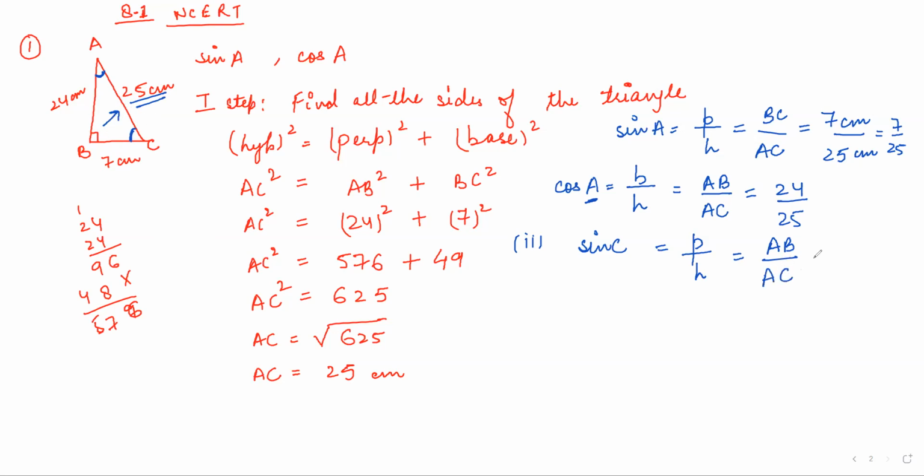Now AB put 24 and AC is 25. So that is your sine of C. Similarly, I am going to find cos of C now. Cos of C is again base by hypotenuse. Now tell me which is base if I'm taking angle C. BC will be base, ma'am. And hypotenuse? AC. AC, good. So BC is 7, AC is 25. That's the value of cos C.